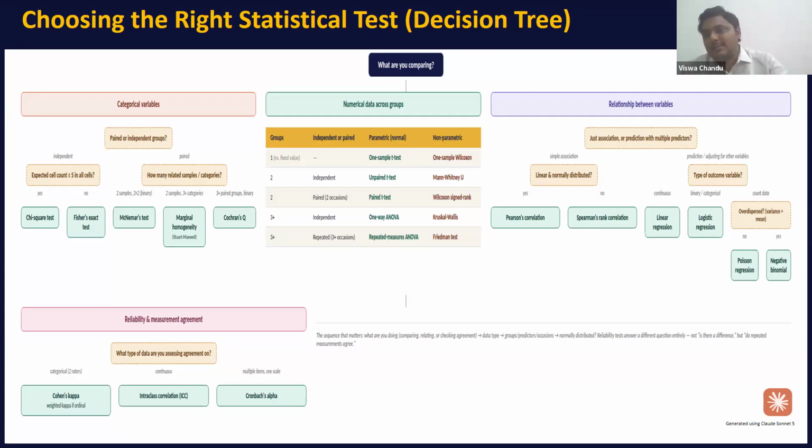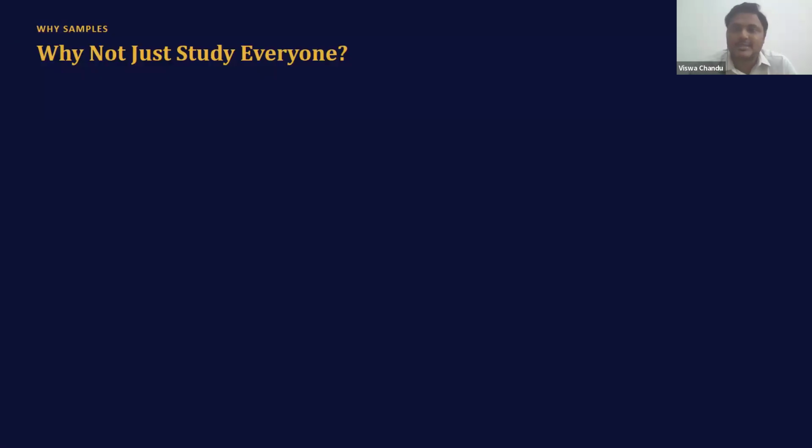And then you have the reliability and measurement agreement statistics as well. So what I want you to understand is we have understood alpha, we have understood beta, and now we are deciding which statistical test to choose given a scenario. And now let us come to sample size estimation.